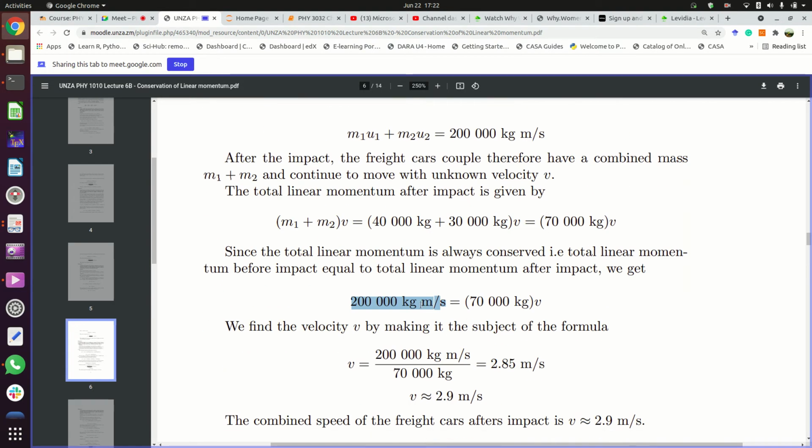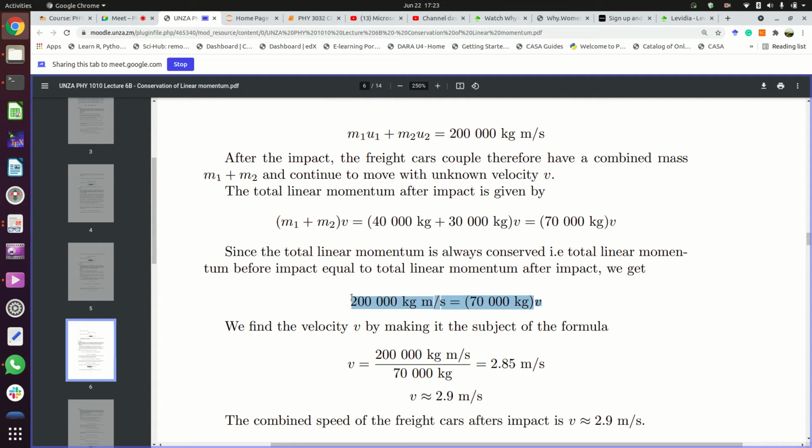So the total linear momentum before impact, as you can see from what you have worked out here, is 200,000 kg meters per second. This should be equal to the total linear momentum after impact, which is equal to the combined masses of the freight cars multiplied by whatever the velocity is. So we end up with this expression. This expression we get as a result of enforcing conservation of linear momentum.